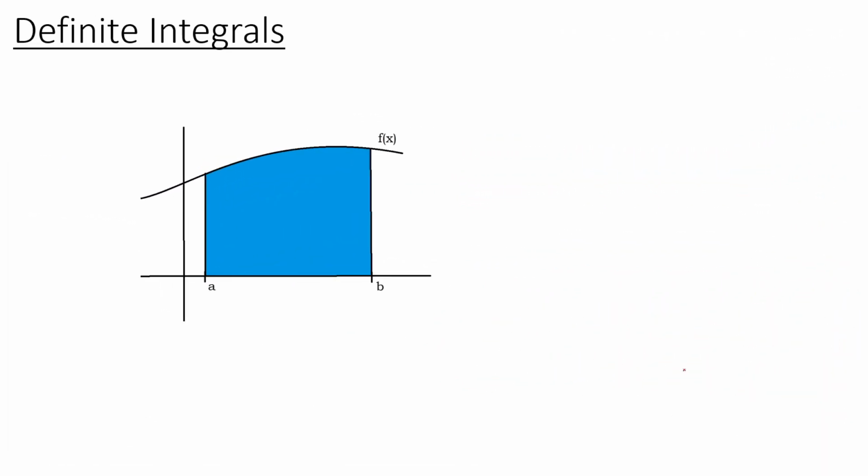As a conclusion, in order to find the area of f of x bounded by the x-axis from a to b, we could use the limit as n approaches infinity of delta x, which is the width of the rectangular shape, times the summation of its heights. Or another way of writing it is the integral of f of x from a to b.